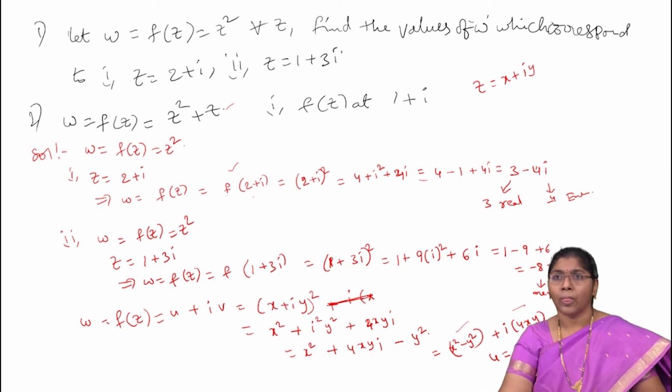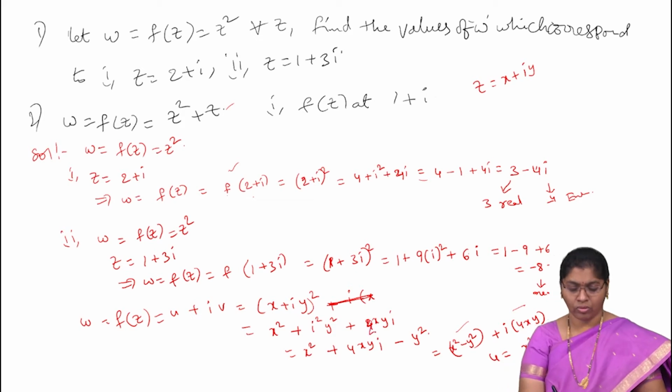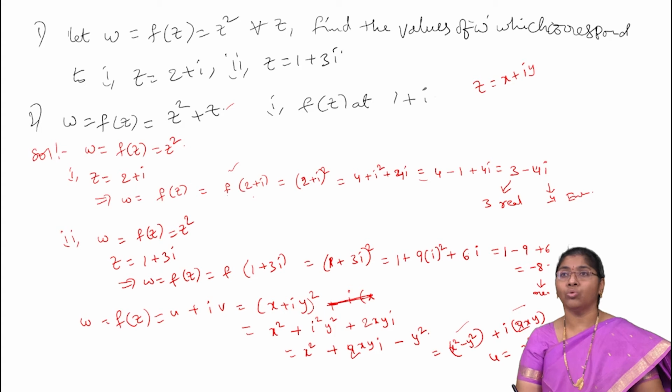Now here it is 2 only. Why? Because here they have given only 2, na? This is also 2, this is also 2. So u equal to x square minus y square, and v equal to 2xy. Now this is the condition.